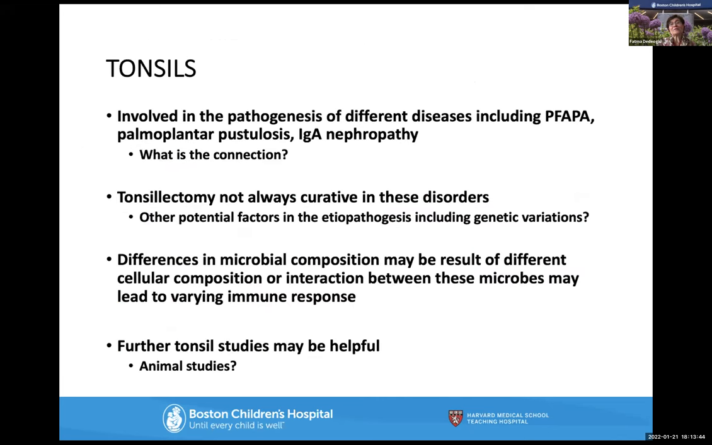We know that tonsillectomy helps, and we definitely need to think about what the process is and why this is happening. But tonsillectomy is not unique to PFAPA. It can work with some other immune dysregulation problems such as palmoplantar pustulosis or IgA nephropathy. We should continue to think about what the connection is. And it's not always curative in these disorders. So what is different in those patients? I think, again, the microbiome may play a role in that.